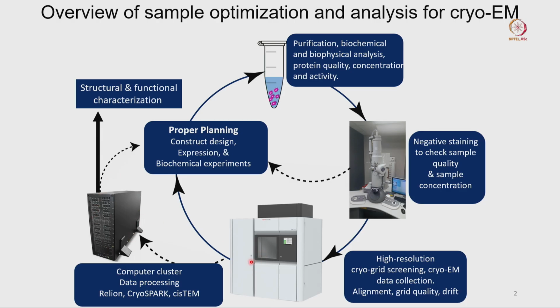Many times we face a problem when we collect this data. Sometimes there is a preferred orientation, or for some reason, when we are freezing our samples in solution, they come out aggregated. In those cases we cannot use those samples for structural study or even for a snapshot. At that time we have to go back to this stage again and go through this cycle again.